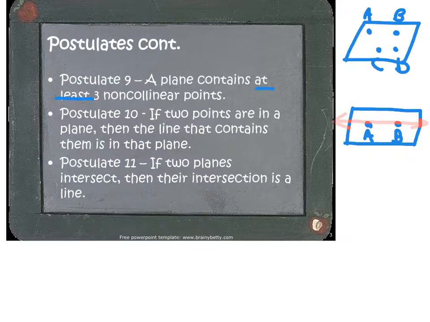So let's see. I could draw a plane, and then maybe a vertical one. And their intersection could be a line. So where they cross, they make a line.